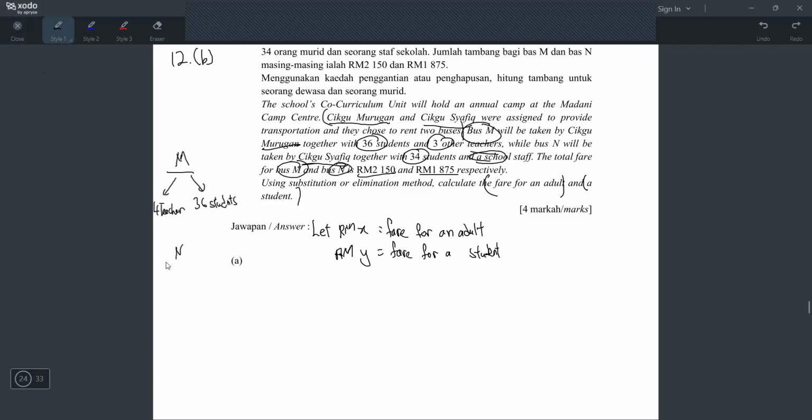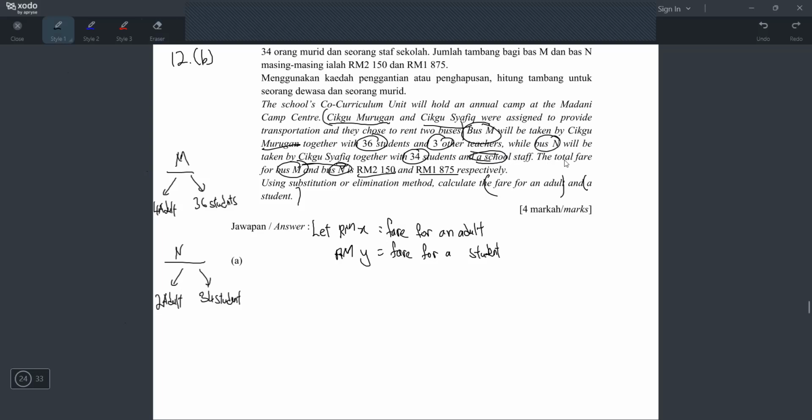Now what about your bus N? Bus N ada berapa teacher, berapa adult, berapa student? Okay, actually this one I should write adult lah. Because you only have adult or student, and teacher is usually adult, right? Student cannot be teacher, only adult can be teacher. Bus N will be taken by Cikgu Shafiq together with 34 students and a school staff. So student confirm 34, but adult got how many? Got 1 staff. If you work as a staff, I think you are adult. So there will be 1 adult plus Cikgu Shafiq, which is 2 adult.